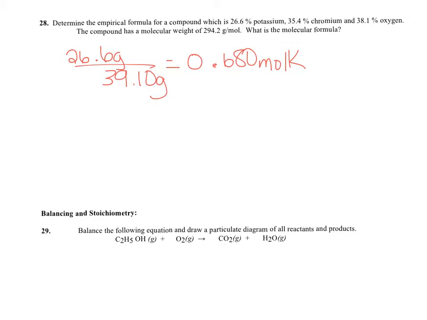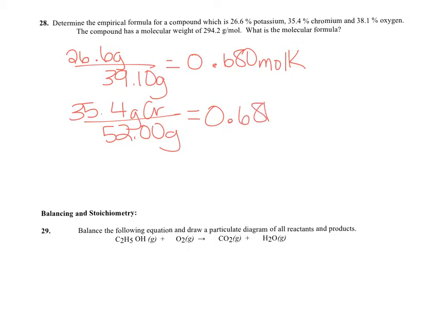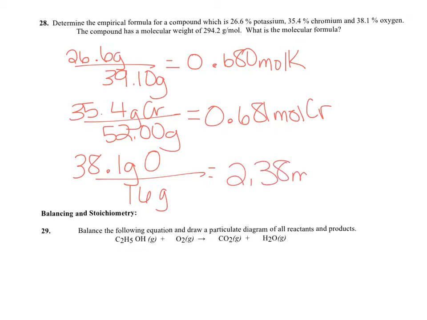We'll do the next one, 35.4 grams of chromium. We can divide it by its molar mass. I'm just trying to save you time here, which is 52 grams. And it equals pretty much the same thing. And then finally, the last one, which was 38.1%, we're going to say 38.1 grams of oxygen. I'm going to divide it by its molar mass to get 2.38 moles.